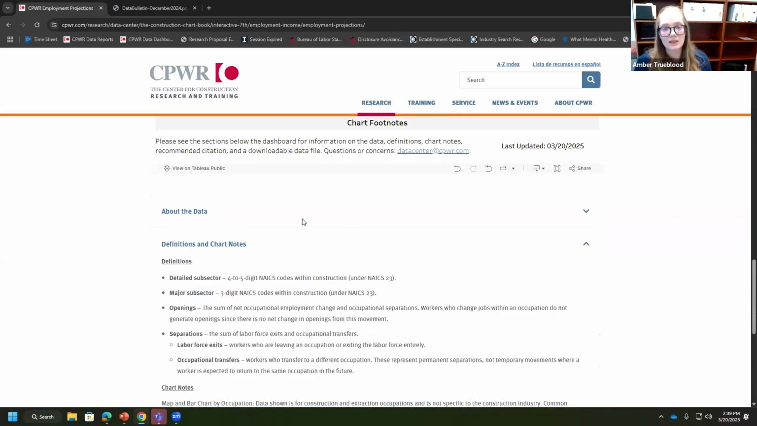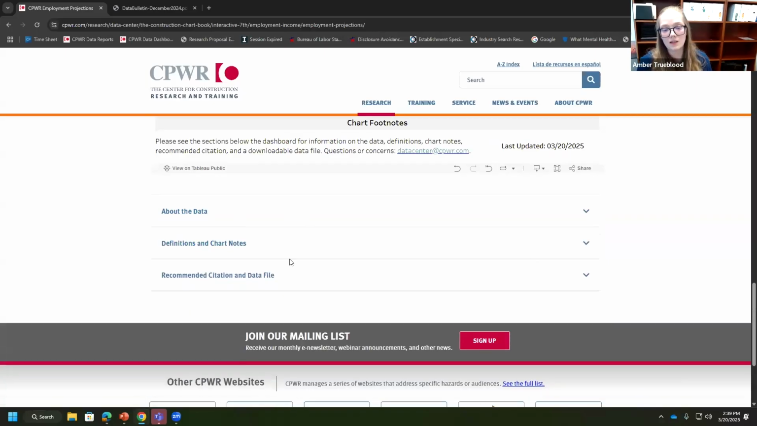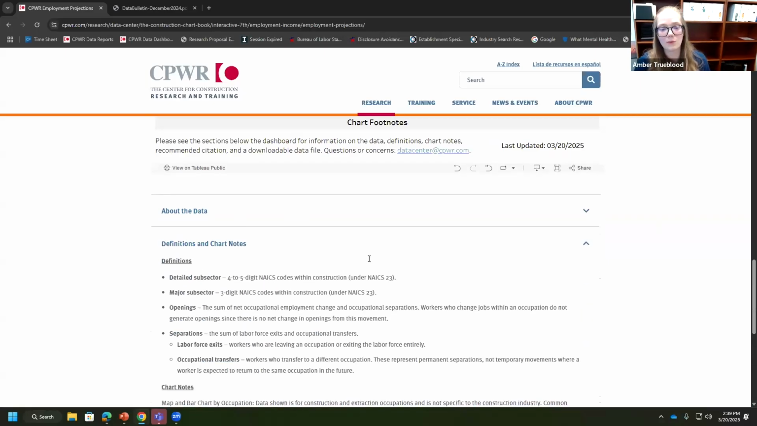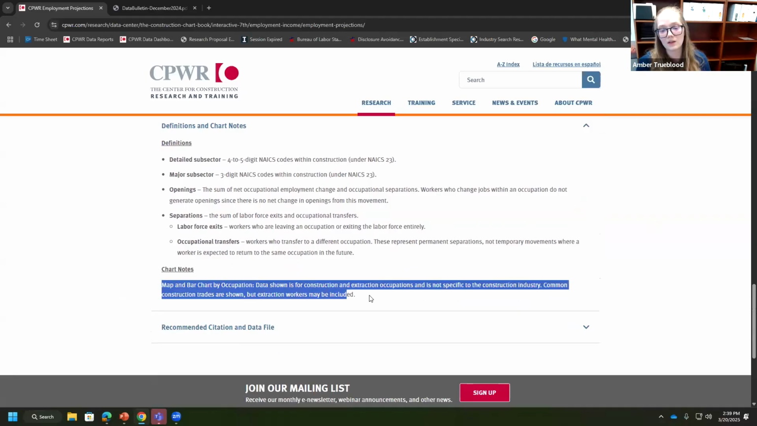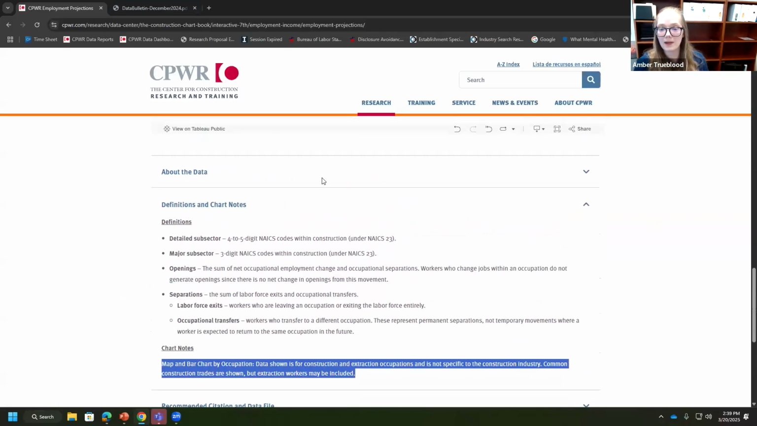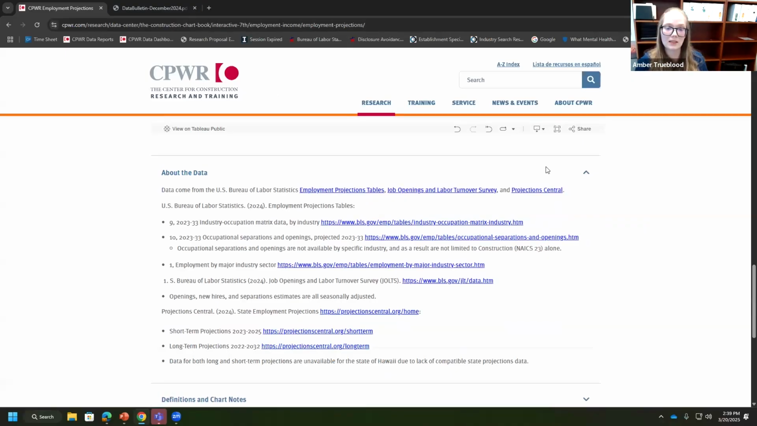And on our data dashboard pages, I want to highlight three accordions. You saw the definition and chart notes. If we have definitions, and if there's anything that could impact interpretation, we put that there. If it's a major chart note, we will actually add it on the data dashboard in smaller font, so it's there as well. It just depends on how it impacts our interpretation, and we try not to put too much technical detail so you don't get lost in the weeds.